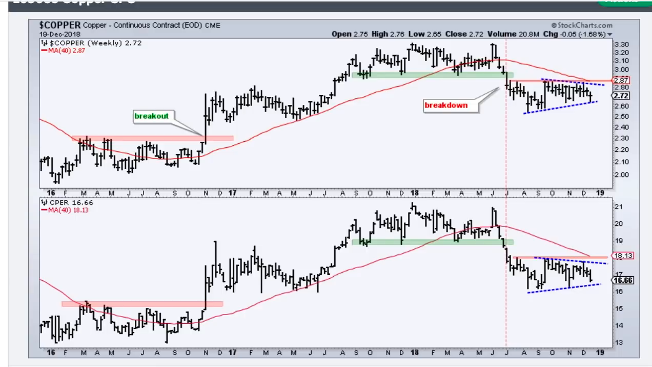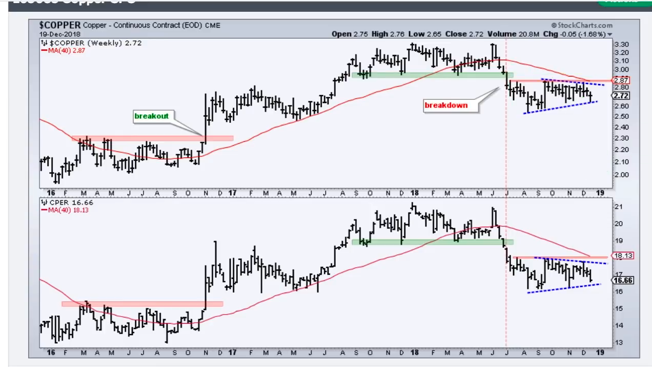Another one is copper. Now, this one is still bearish, and the base case is still bearish because what you have here is you had a breakdown with this decline, and now we've got a consolidation after the decline. This is the continuous futures. And a consolidation in a downtrend is typically a bearish continuation pattern. And if you break below that consolidation boundary, that signals a continuation lower.